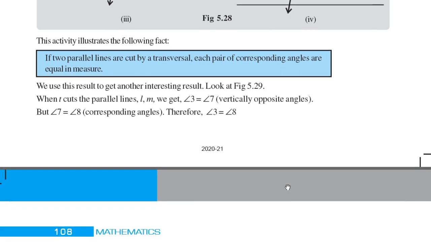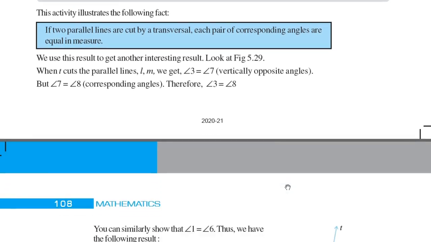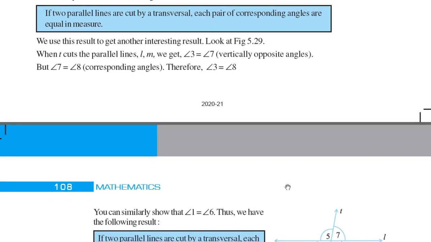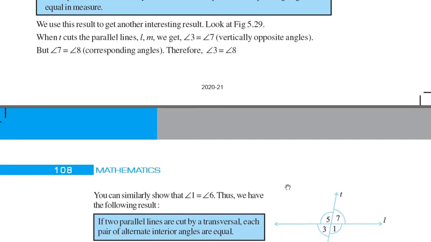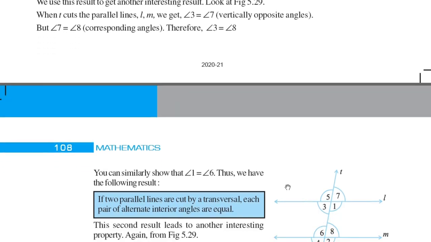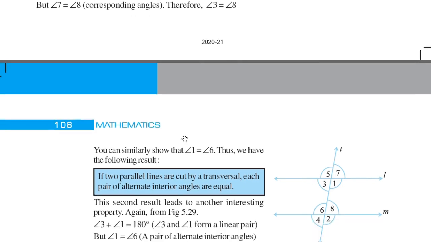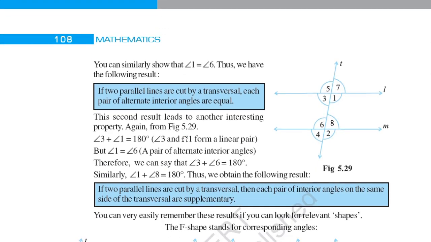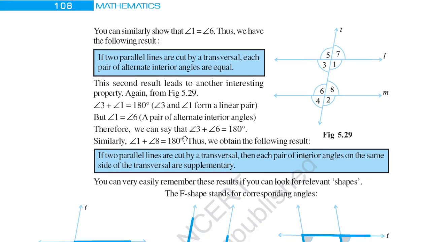We use this result to get another interesting result. Look at figure 5.29. So you can see it below. When T cuts the parallel lines L and M, we get angle 3 and angle 7, vertically opposite angles, and angle 7 is equal to angle 8 as corresponding angles. So angle 3 is equal to angle 8. So you can conclude like that. You can similarly show that angle 1 is equal to angle 6. So it can also be done. Thus we have the following result: if two parallel lines are cut by a transversal, each pair of alternate interior angles are equal.